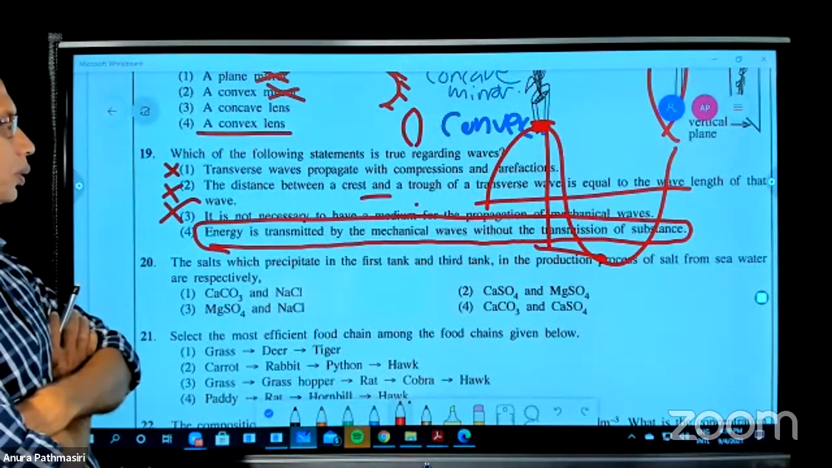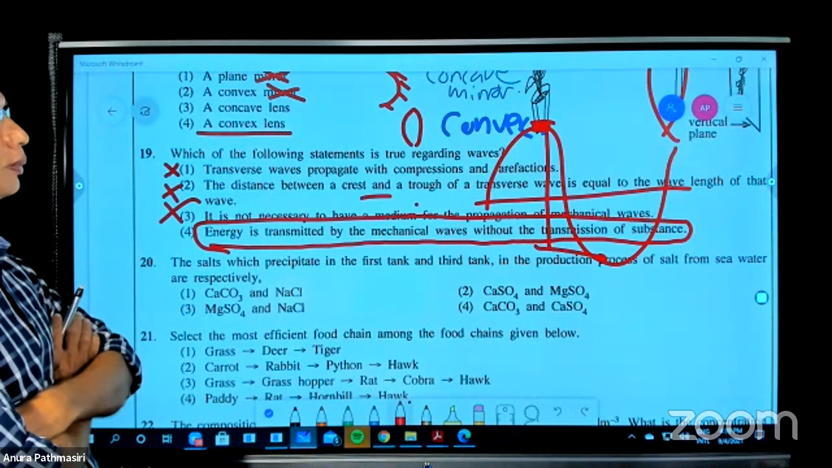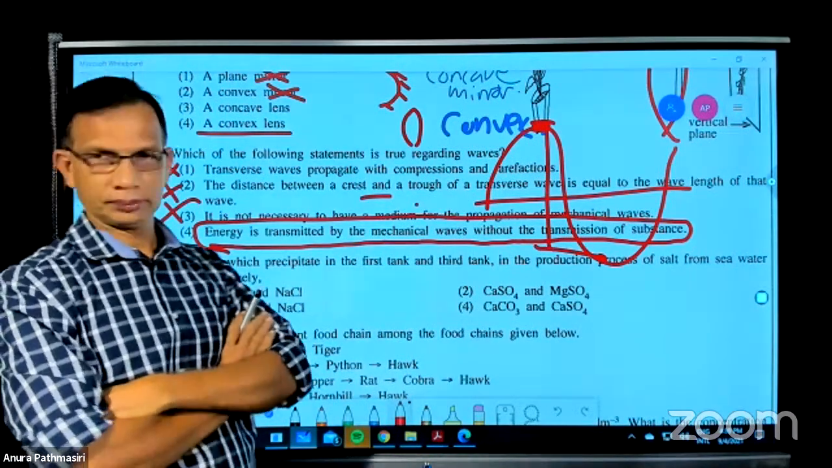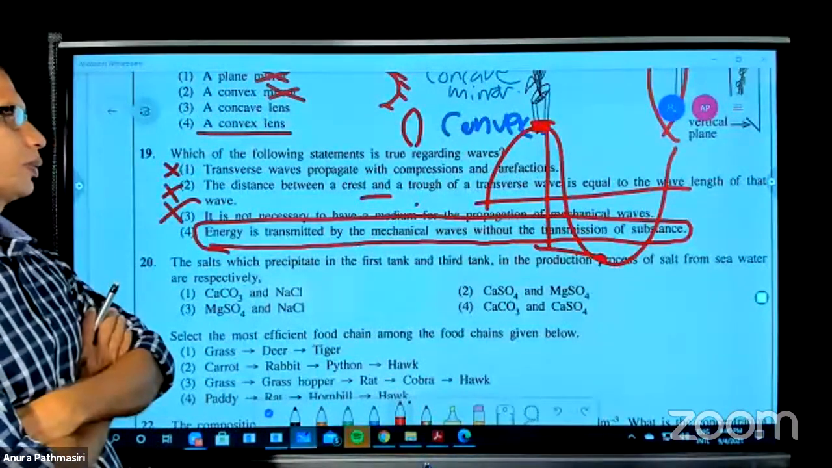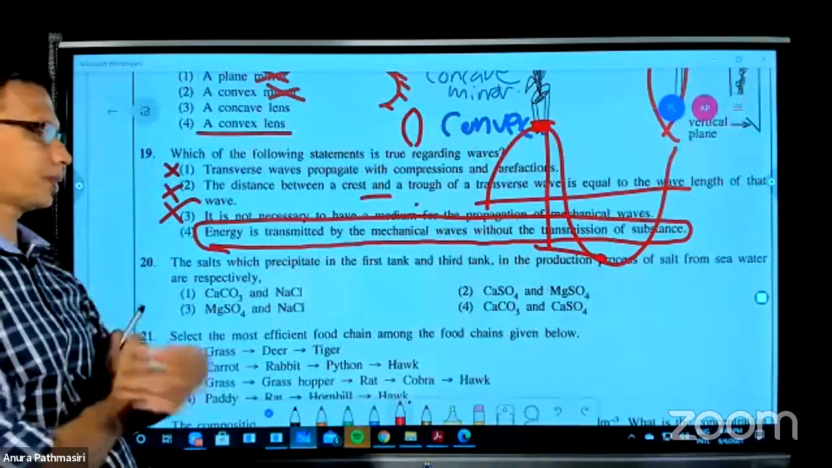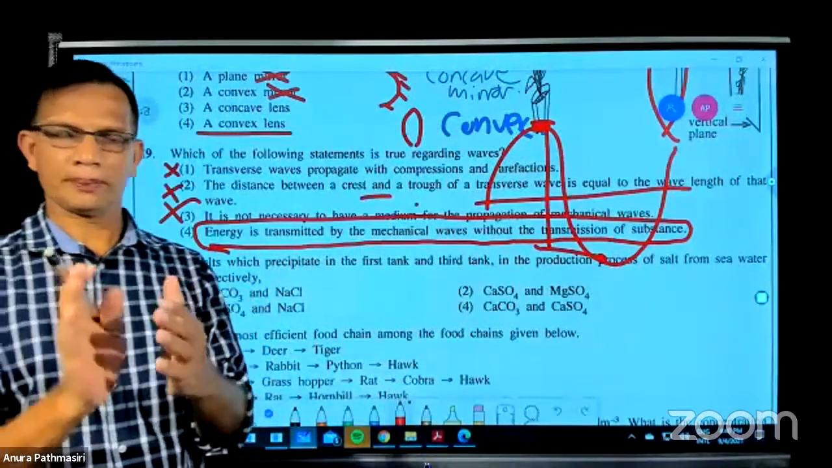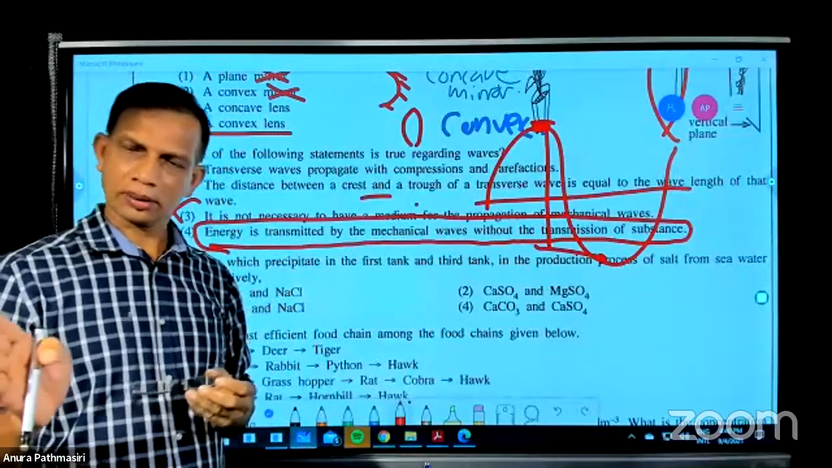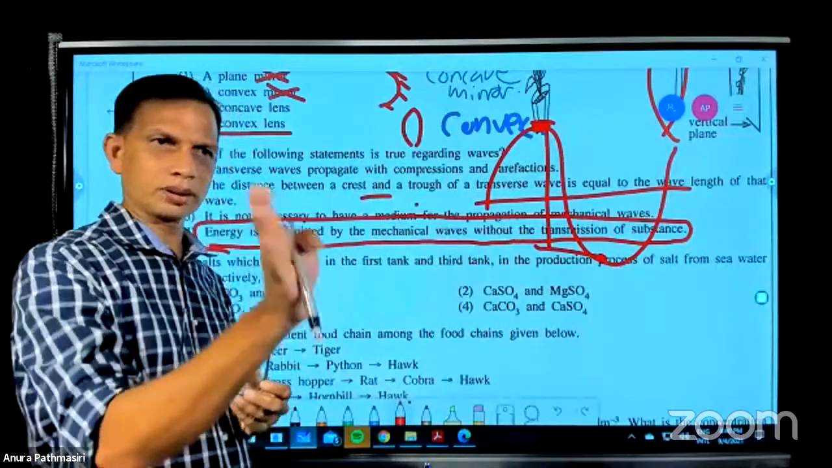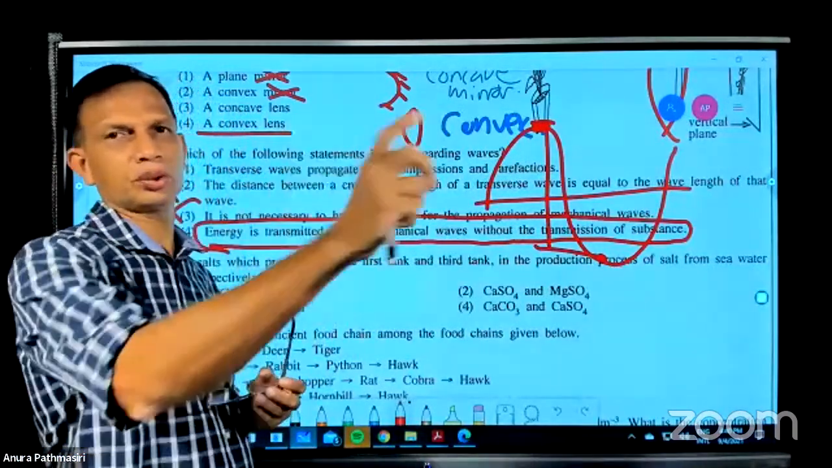It is not necessary to have a medium for propagation of mechanical waves. You need to have the medium, right? Energy is transmitted by the mechanical waves without transmission of substance. Yep, the substance does not go. The energy is transferred, but the substance does not go with that one.